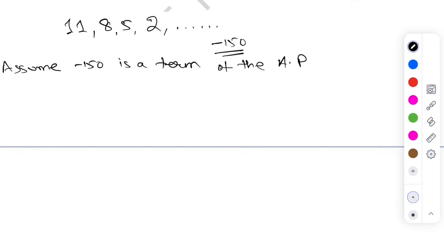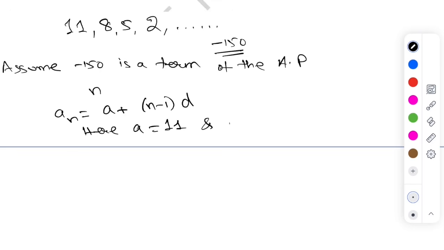If minus 150 is a term of the AP, then let us find which term it is. That is, we have to find n here. We know the formula an is equal to a plus (n minus 1) into d. Here a is equal to, how much is a? 11, and d is equal to second term minus the first term, which happens to be minus 3.